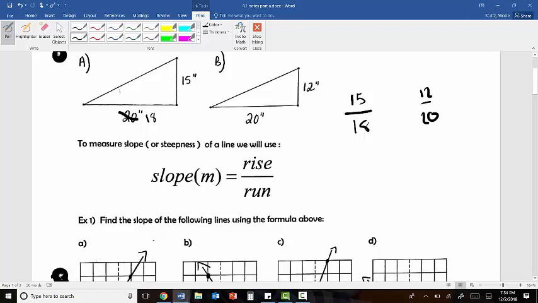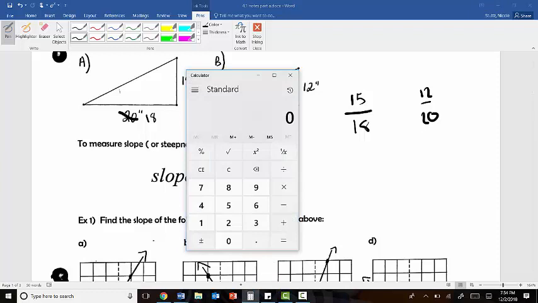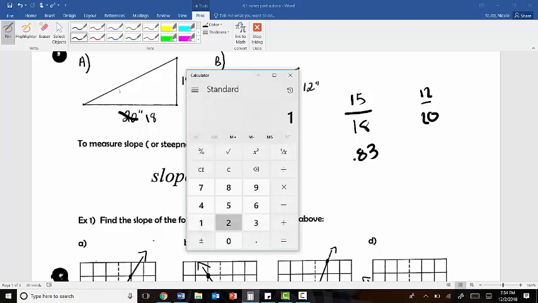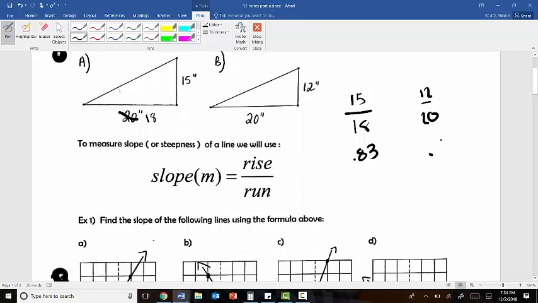Then what I like to do is just divide those out and see what the decimal answers are. They're a little bit easier to compare. If I do 15 divided by 18, I get 0.83 repeating, so we'll just round that to 0.83. If we do 12 divided by 20, we're going to get 0.6. So all you have to do is decide, which one's a bigger number? Well, in this case, it's 0.83. So this is a steeper slope. The bigger a slope is, the steeper it is.